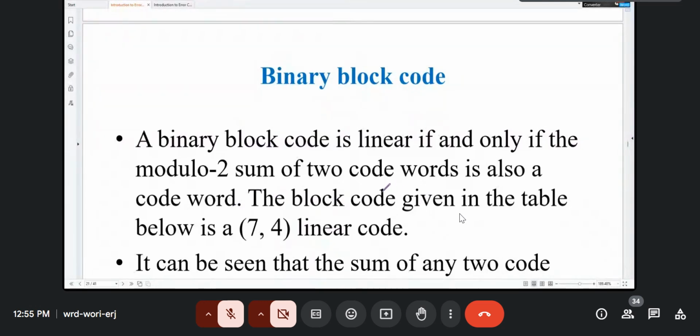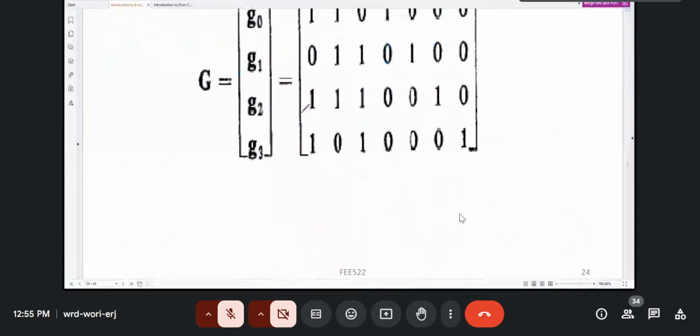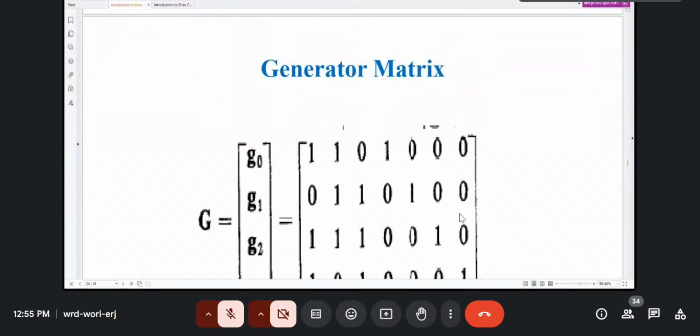So we are saying that there is a block code given here. This one is a block code. We're using this generator matrix, and we are going to see how this generator matrix is related, especially for this systematic code, to the one for checking.